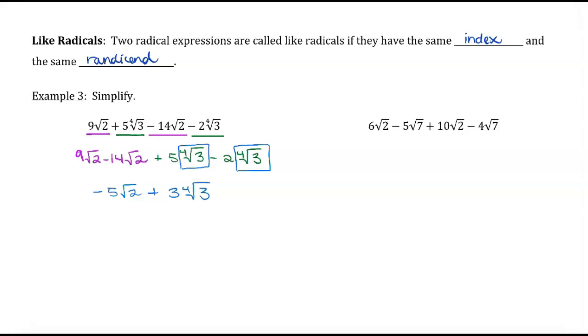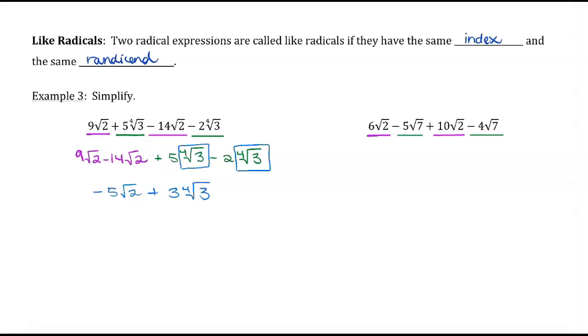Let's take a look at this next expression. 6 root 2 and 10 root 2 are like terms. They have a matching index of 2 and a matching radicand of 2. These are not like radicals, however, with negative 5 root 7 and negative 4 root 7. Just because they are all square roots does not make them like radicals. They have to have the same inside or the same radicand as well.